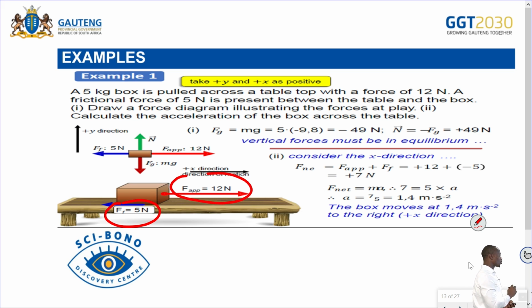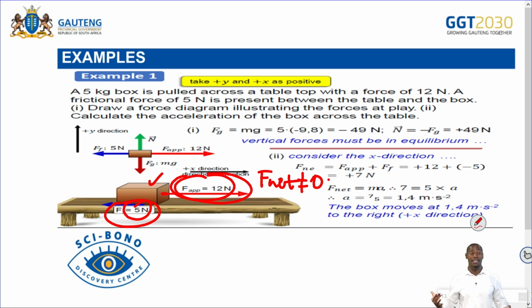Okay, so for this object, the net force acting here is going to be what? Unequal to 0. So if it's unequal to 0, what will happen to this object? This object is going to accelerate. Unless the force applied was 12 and the frictional force was 12, acting in opposite directions. Then we would say this object will remain stationary, or if it was moving, it would move at a constant velocity.